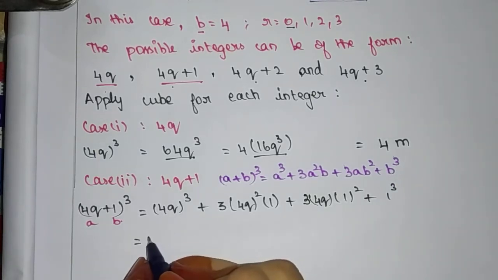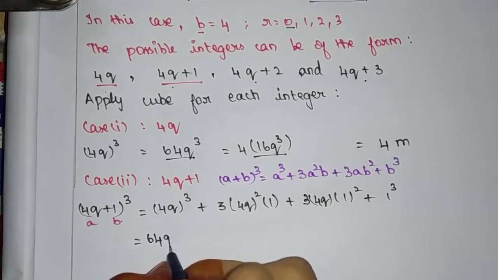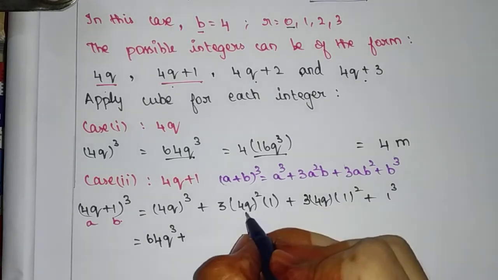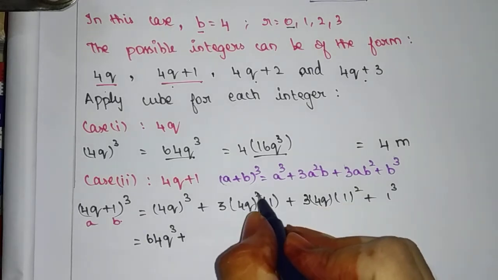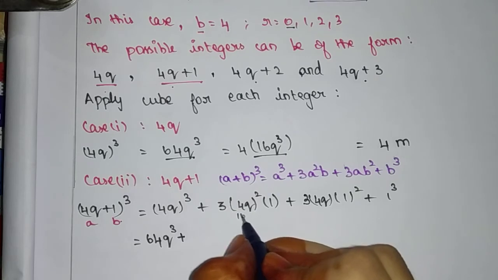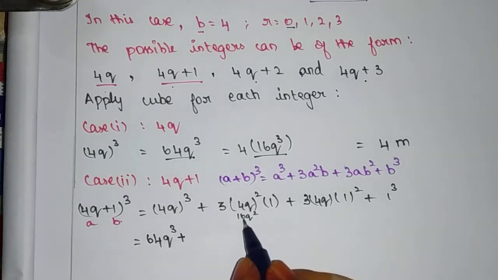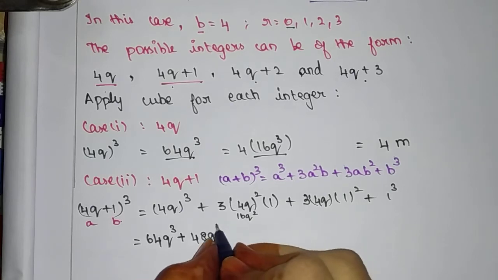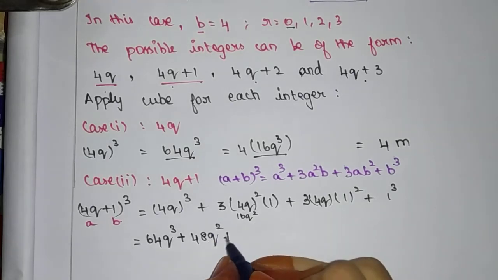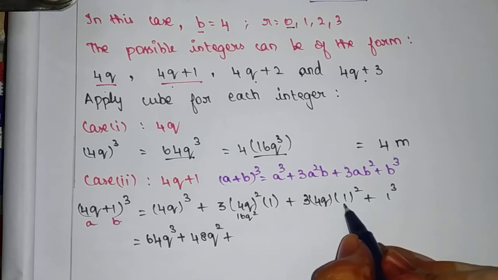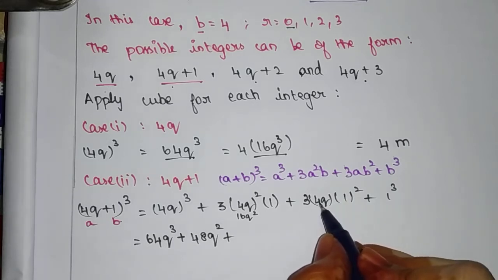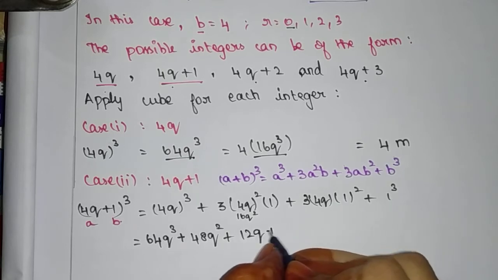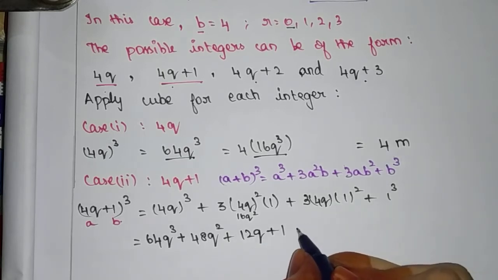4q cubed the whole cube is 64q cube plus, now see here, first solve this: 4q cube the whole square. So 4q cube the whole square is 16q square. Then 16 into 3 is 48, so 48q square plus, here first 1 square is 1, so 1 into 4 into 3 which is 12q, plus 1.